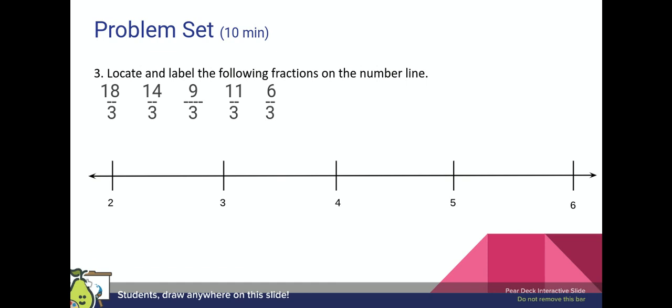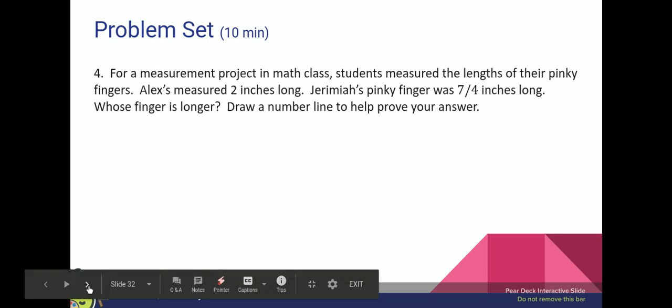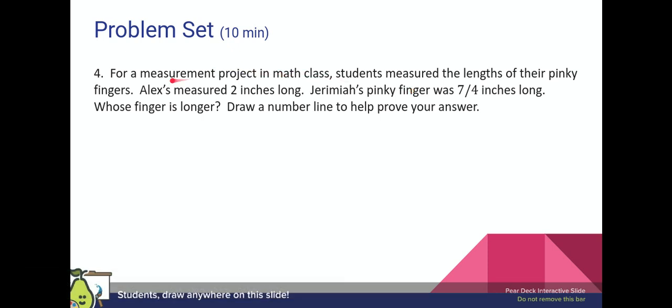And finally, let's go on to the next slide. Number 4 is a problem. Let's go ahead and read it together. For a measurement project in math class, students measured the lengths of their pinky fingers. Alex is measured 2 inches long. Jeremiah's pinky finger was 7/4 inches long. Whose finger is longer? Draw a number line to help prove your answer.